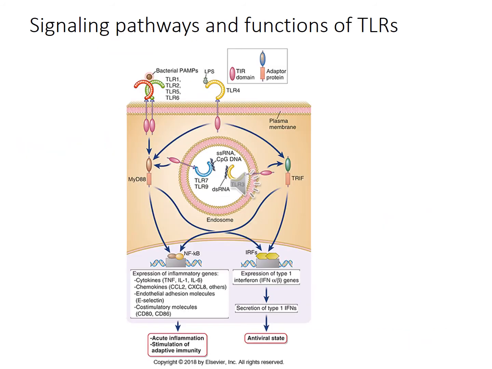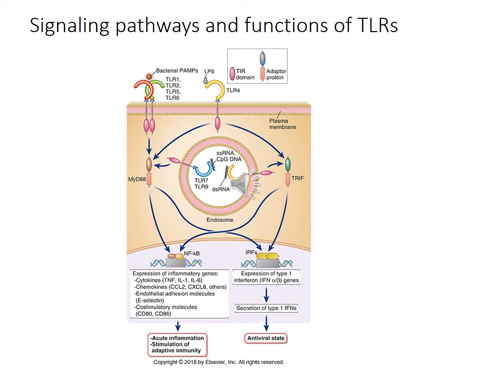The most common molecule for downstream signaling of the TLRs is the MYD88 molecule. The MYD88 adapter molecule is being used by all the TLRs except for TLR3. The downstream signaling pathway of MYD88 I'm going to talk about in the next slide, but the consequence of the MYD88 activation is the production of the cytokines, so TNF and IL-1 and IL-6, the chemokines, endothelial adhesion molecules, for example E-selectin, and also upregulation of co-stimulatory molecules. Activation of MYD88 leads to an acute inflammation.